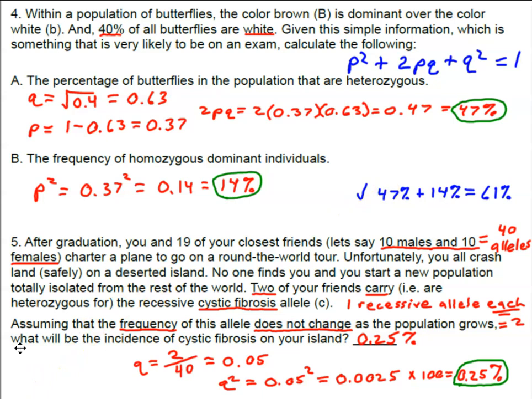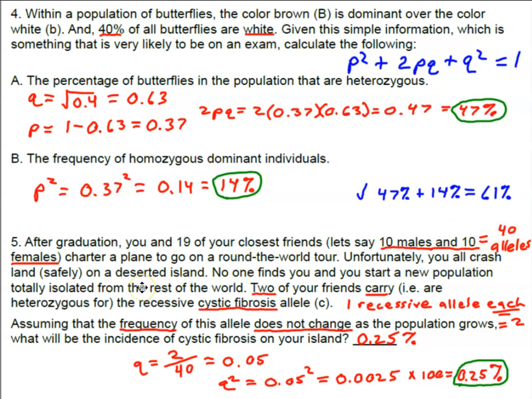All right, number 5 is a much more difficult question. You need to extract the necessary information out of the word problem here. So after graduation, you and 19 of your closest friends, so that's a total of 20 people, right? 10 male, 10 female. And since we're dealing with a single gene and complete dominance here, because we're dealing with cystic fibrosis, that's a total of 40 alleles. Each person, if you'll recall, in this population of 20, has 2 alleles for that gene. That's a total of 40 alleles. So that's an important piece of information, and an important way to look at this as you're reading this word problem.